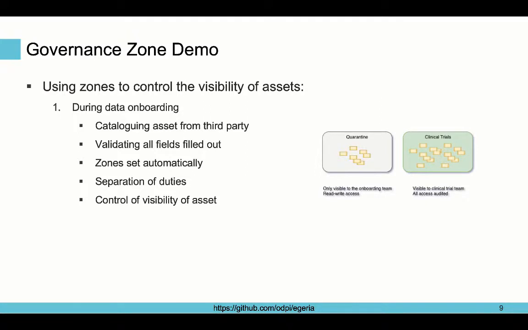What we're going to show is the cataloguing of a new asset as it comes in, some validation on the fields, how zones can be set automatically, a separation of duties use case, as well as the control of visibility of the asset.